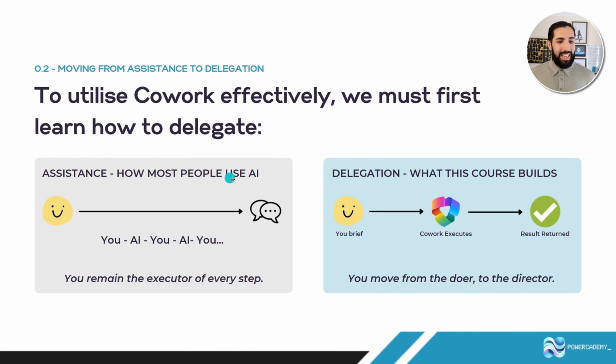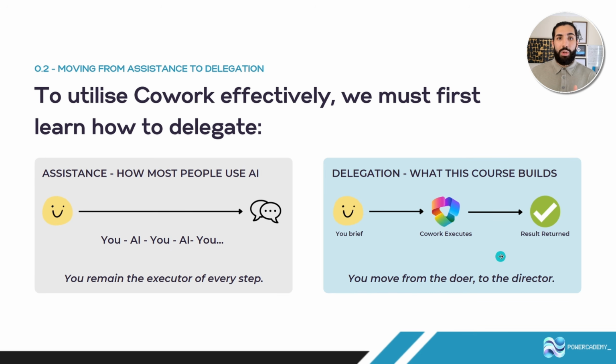And here on the left-hand side is probably how most people use AI, right? You speak to the AI, you get a response, you speak back to it, you get a response, you speak back to it, right? You remain the executor of every step, and you are able to steer the direction of that AI when you're having that conversation with it. What this course really builds is, rather than having a continuous loop between you and AI, you have a very strong brief that you give Cowork in this case. Cowork then executes on that brief, and you can see you're not involved in this area over here. And then the result is returned to you based off of that brief.